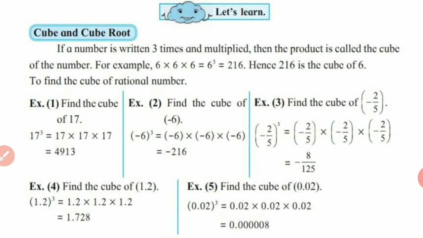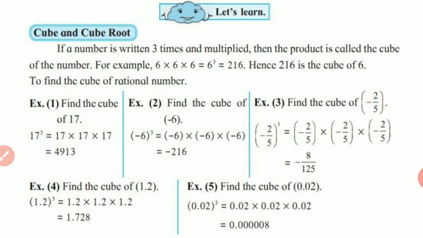To find the cube of rational numbers, example 1: find the cube of 17. 17 raised to 3 is equal to 17 into 17 into 17, which is equal to 4913.